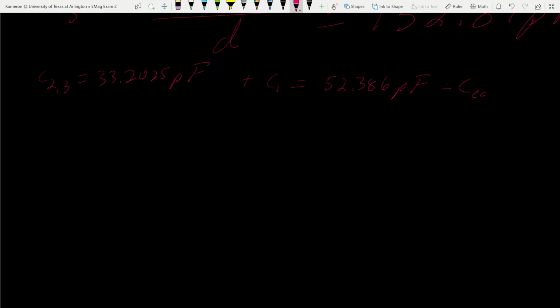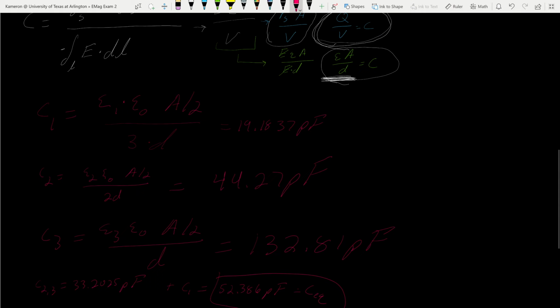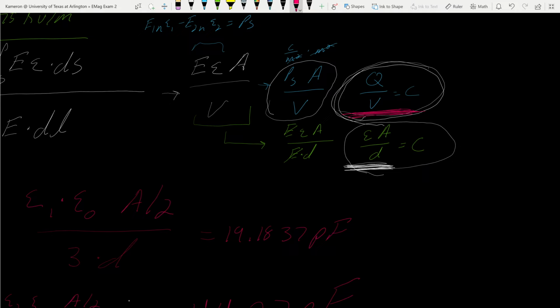Now, as we had earlier, the whole reason why we did this was because we have this equation right here. We now have a C, we now have a V, so we can get the charge. Charge is just simply C times V.